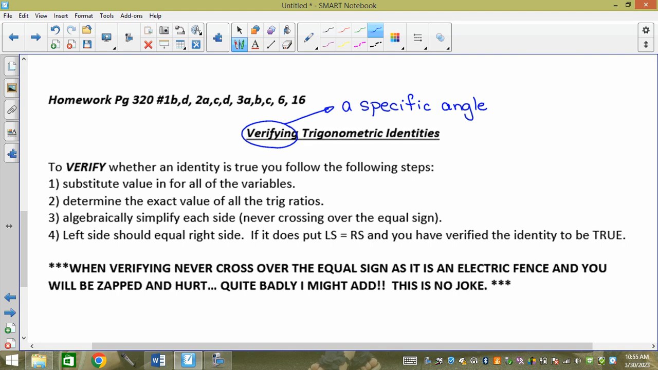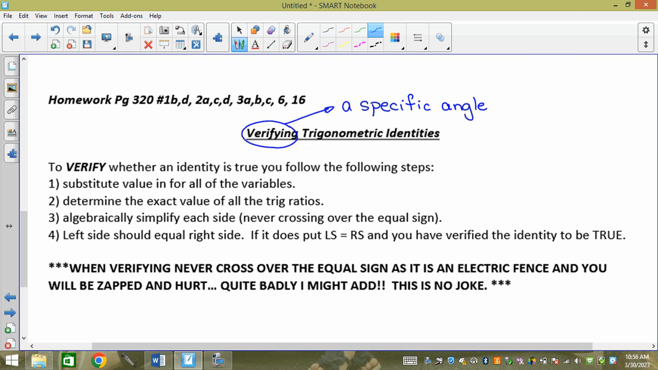So, there are the steps. Here it says, when verifying, never cross over the equal sign. This is an electric fence, and you'll be zapped and hurt. Quite badly, I might add. This is no joke. You cannot cross over the equal sign.